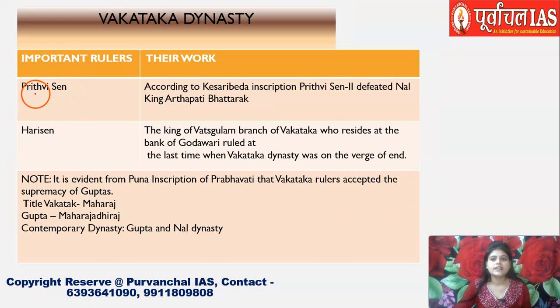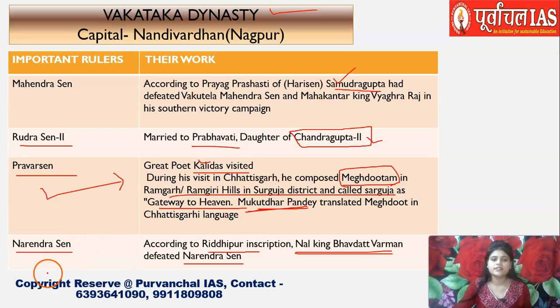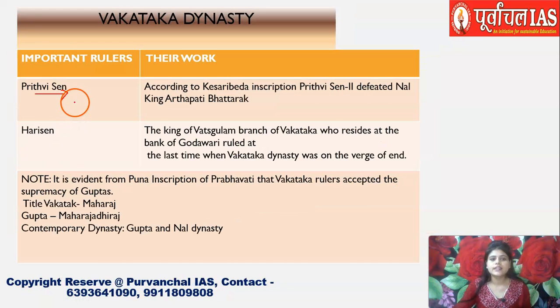Then there is Prithvi Sen. It is said that Prithvi Sen took revenge for the defeat of Narendra Sen, and in this, according to the Kesari Beda inscription, Prithvi Sen II defeated the Nal king Arthapati Bhatrak. This is actually Prithvi Sen II; the 2 has not been written here. So, it is said that Prithvi Sen II defeated the Nal king Arthapati Bhatrak.